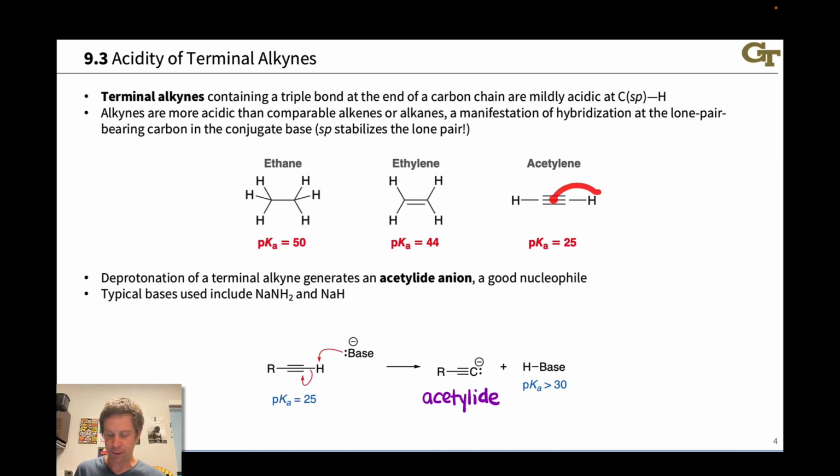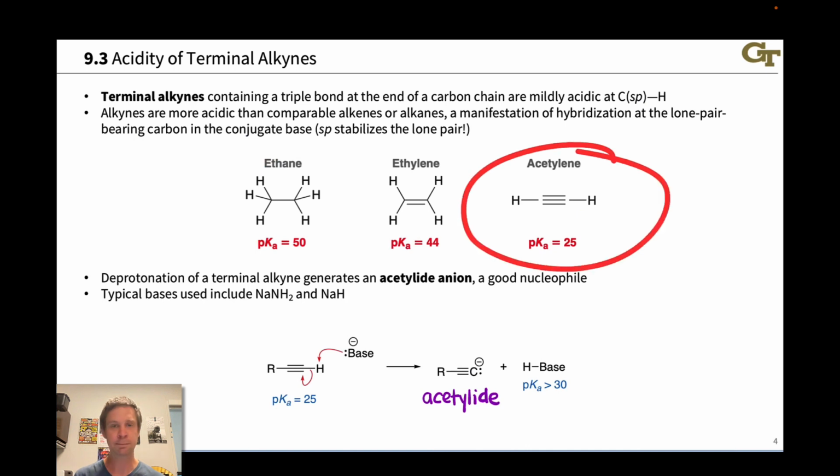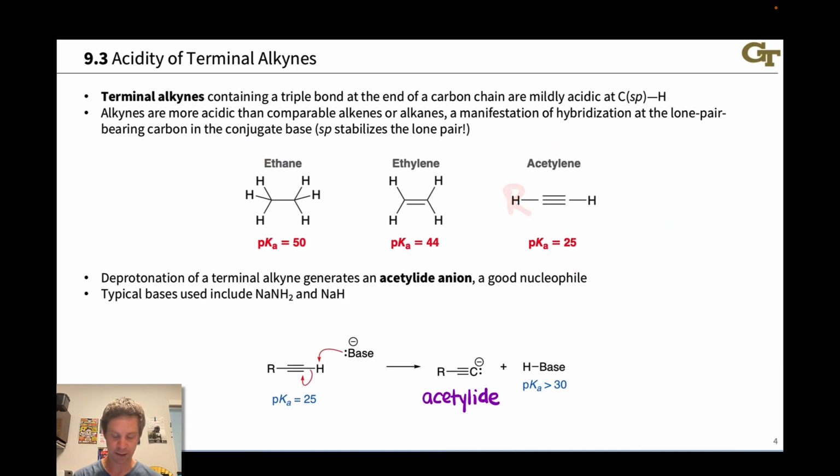This terminal CH bond is relatively acidic, and we can see this experimentally in pKa values. We've got a pKa of 25 for acetylene. The analogous alkene ethylene has a pKa that's almost 20 pKa units higher, 20 orders of magnitude less acidic than acetylene, and ethane, the saturated analog, is even less acidic. So it's relatively easy to deprotonate acetylene and related terminal alkynes where we have an R group instead of H. This deprotonation generates an anion called an acetylide.